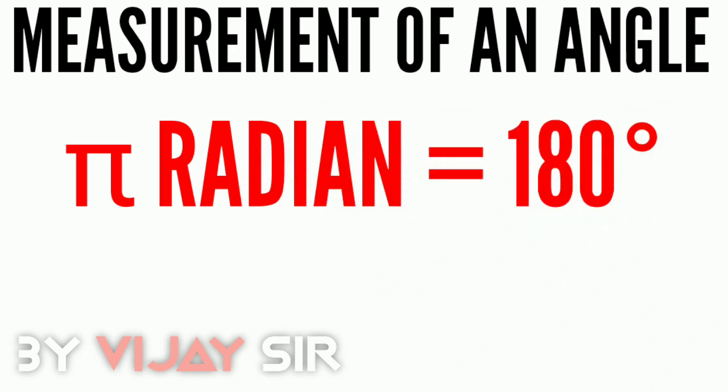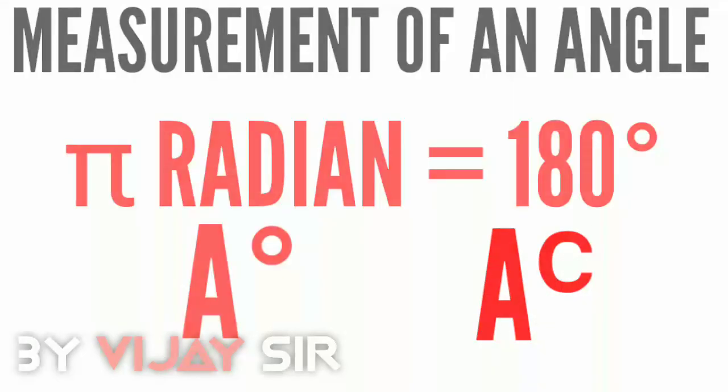The next topic is measurement of an angle. An angle is measured in degrees and radians, and the relation between degree and radian is pi radians equals 180 degrees. Degree is denoted like this and radian is denoted like this.